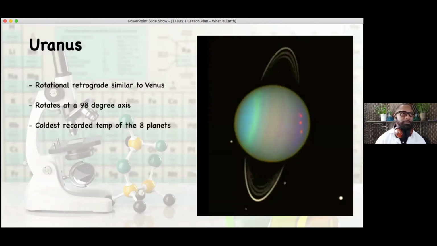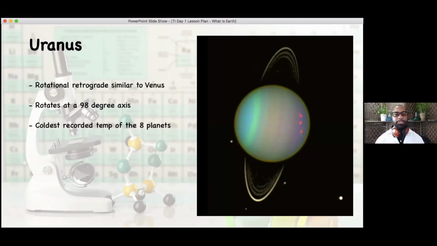Uranus is also a very unique planet because, similar to Venus, it has a retrograde rotation. So this rotates clockwise compared to other planets, especially like Earth, that rotate counterclockwise. But in addition to rotating clockwise, it's also at a 98-degree axis. So unlike the other planets, like Earth, which has about a 23.5 degree tilt, the other planets have a slight tilt as well. But Uranus actually has a full 98-degree tilt. So it's almost completely on its side.